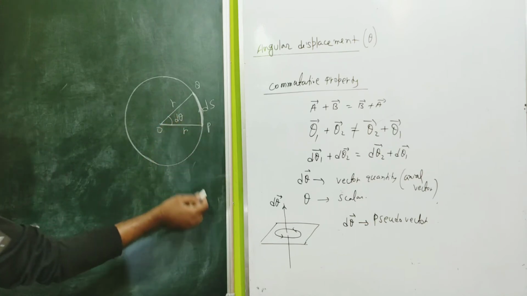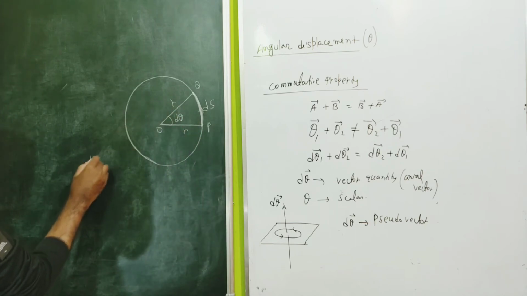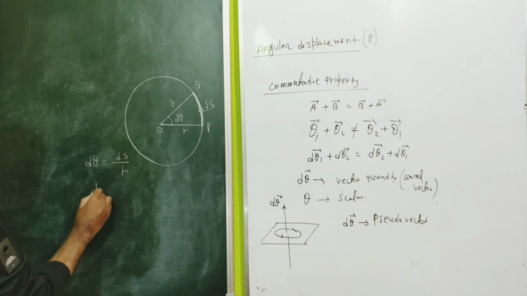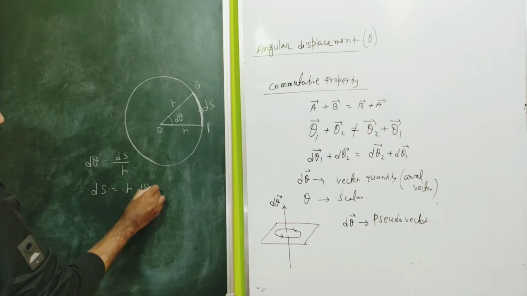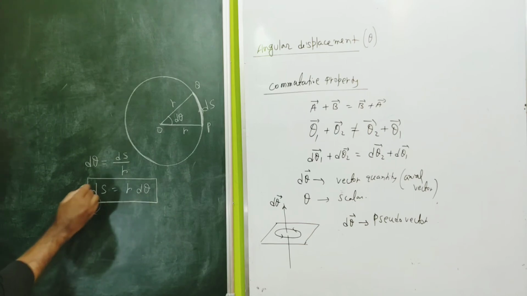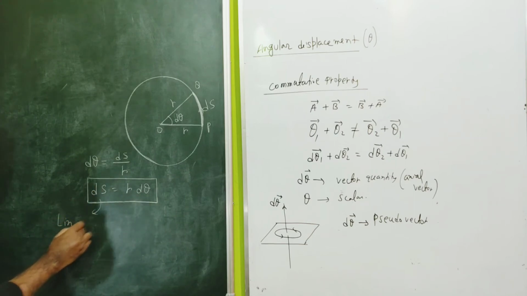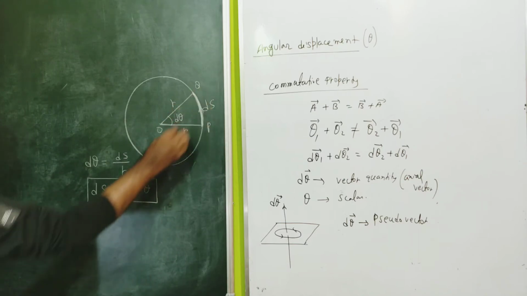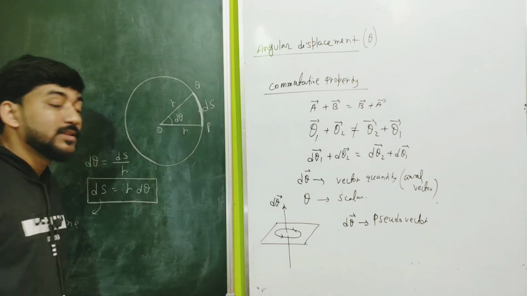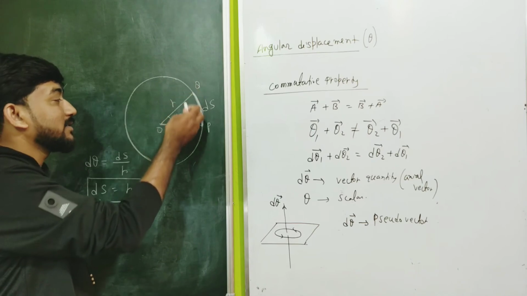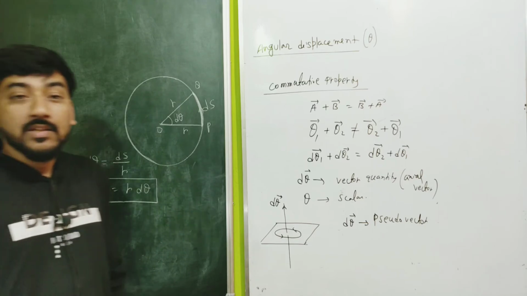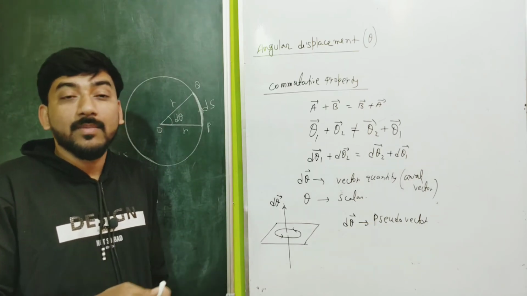So in that case, if you talk about d theta, then according to the definition of angle, d theta will be ds upon r. So ds will be r d theta. So you can say very easily that this can be taken as linear displacement only if d theta is very small. If d theta is large, then we cannot say that this is linear displacement. You can say in that case this is a distance travelled but not displacement.